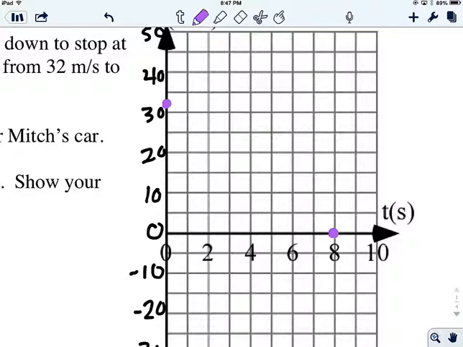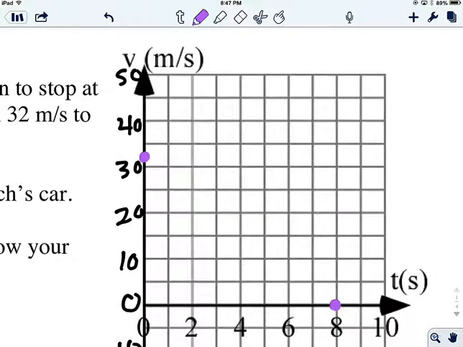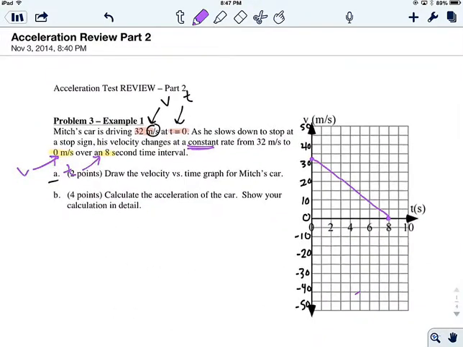Okay, good. So now what's important here is it also says that it was a constant rate. If it's a constant rate, that means this can be a straight line. That's pretty straight for freehand on the iPad. So I've got a nice straight line there. All right, so part A is done: draw the velocity versus time graph for Mitch's car. Let's erase some of this stuff just to clean it up. We can check that one off.